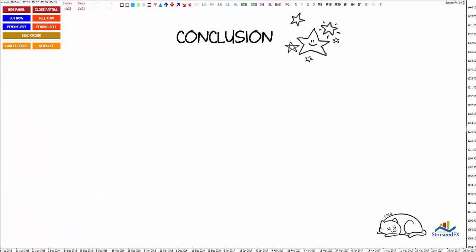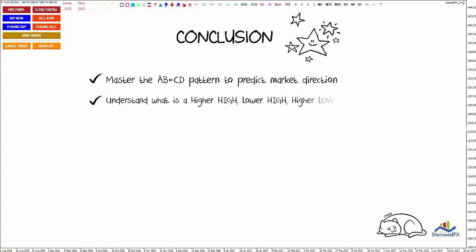Conclusion. To be able to predict the market direction pretty accurately, just use the AB equals CD pattern. You will no longer need a lagging indicator. Understand what is a higher high, a lower high, a higher low, and a lower low. Remember, you sell only when the market is forming a new lower high. You buy only when the market is forming a new higher low.